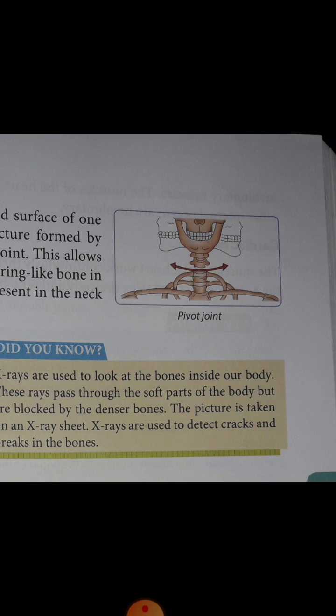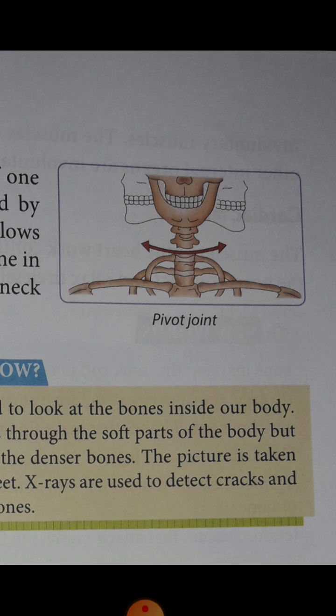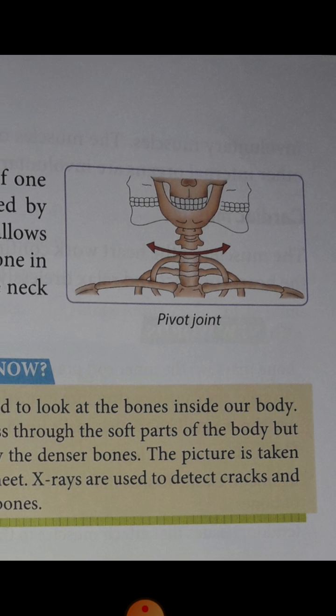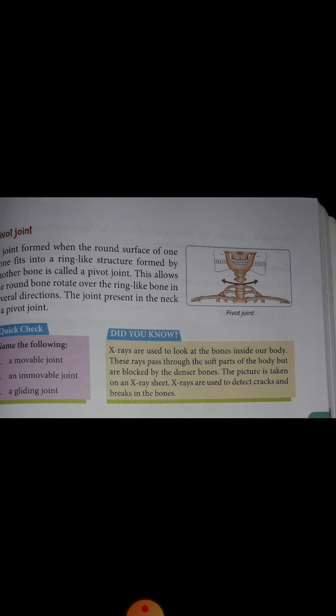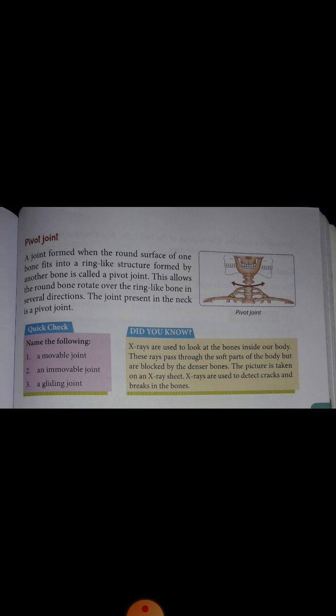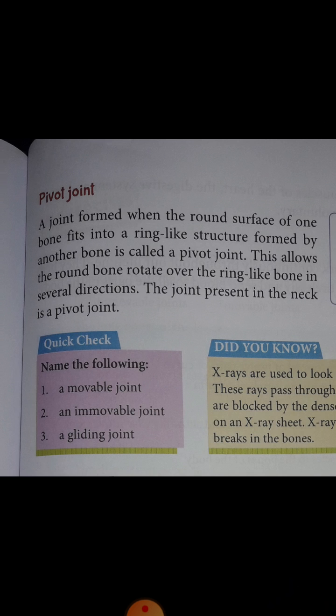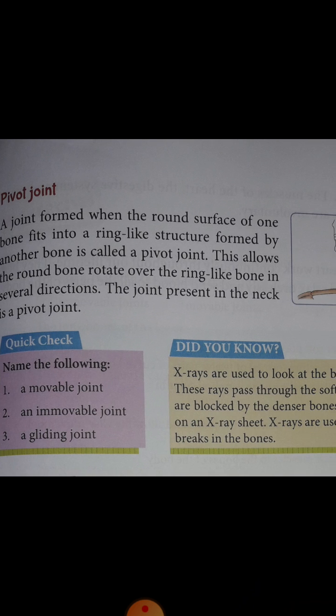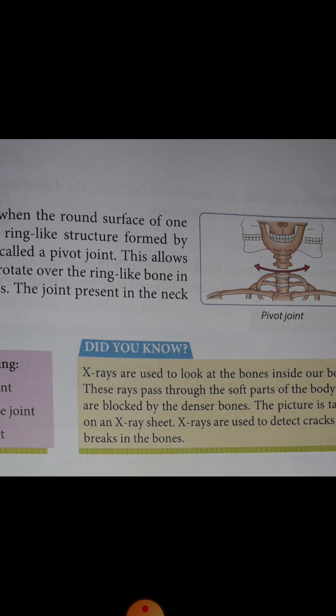A pivot joint is a synovial joint in which the ends of two bones meet. One end is a central bony cylinder, the other end is a ring made of bone and ligament. Quick check. Name the following: a movable joint, an immovable joint, a gliding joint. Write in your science class book.